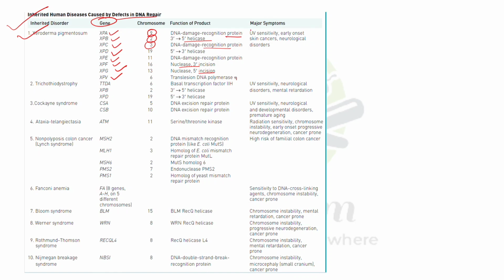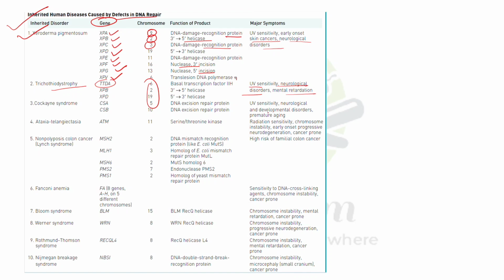major symptoms. You will have to keep these symptoms in mind too, like xeroderma pigmentosum will result in UV sensitivity, skin cancers, and neurological disorders. Likewise, trichothiodystrophy, in this the genes involved are TTDA, XPB, XPD. Their location is also provided here, which chromosome they are on, and what the function is. So they are also sensitive to UV, with neurological disorder and mental retardation.